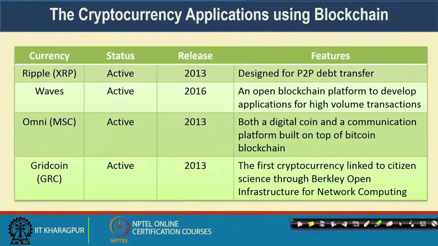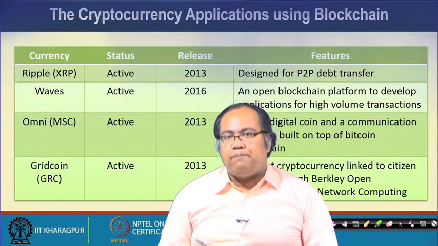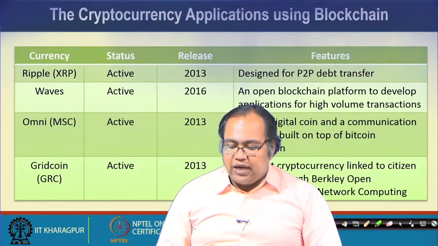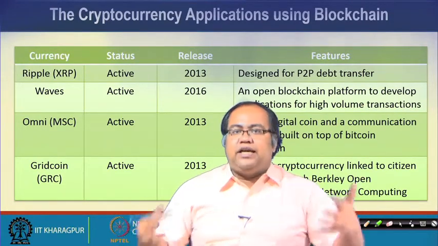And then in 2013 there was Gridcoin. Gridcoin was the first cryptocurrency linked to citizen science. Citizen science is an interesting application, similar to the crowdfunding application I mentioned while talking about smart contracts, where a group of people come together and collectively complete some task. This kind of environment in the Berkeley Open Infrastructure for Network Computing is termed citizen science. Gridcoin was utilized to support the citizen science platform over a decentralized architecture.